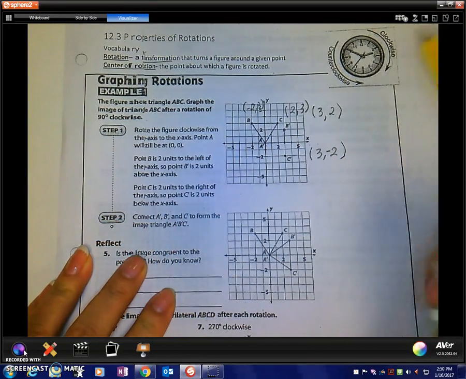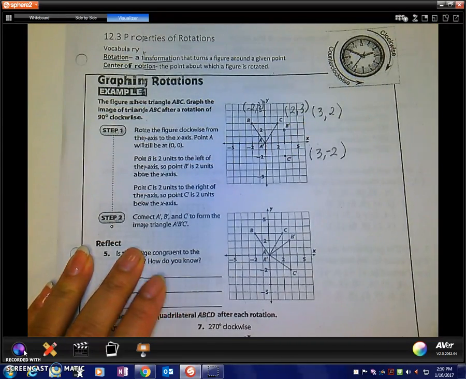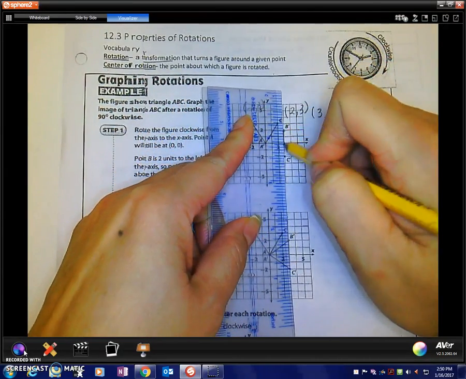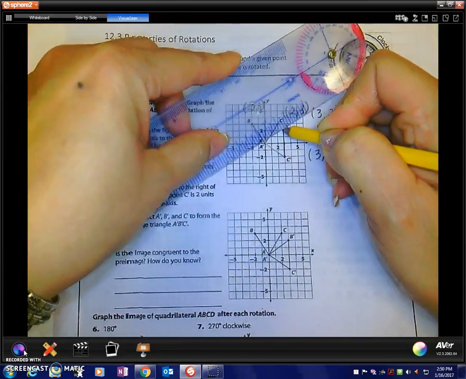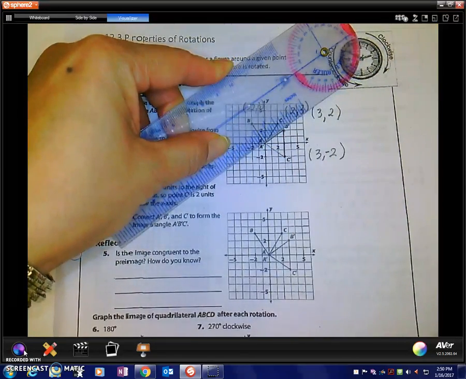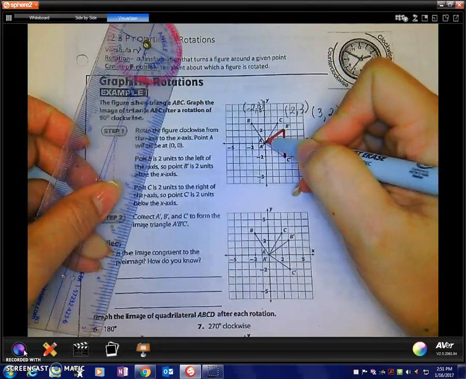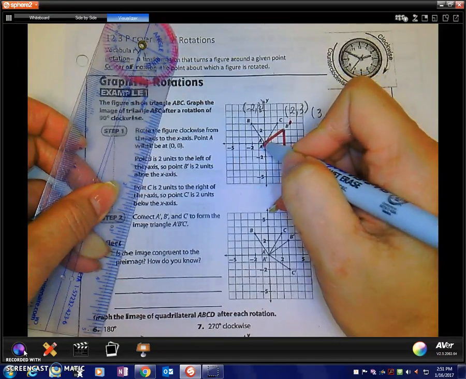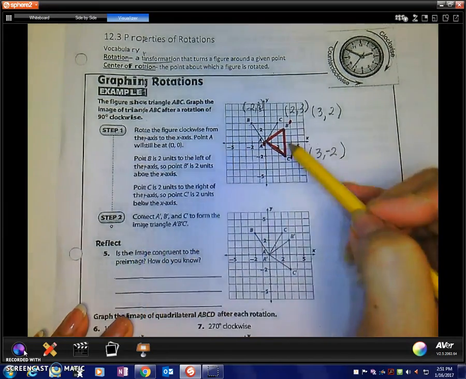Now we connect points A, B prime, and C prime. So we connect B prime, C prime, and A prime. This prime is the notation for the image. So A'B'C', to form the image of triangle ABC.